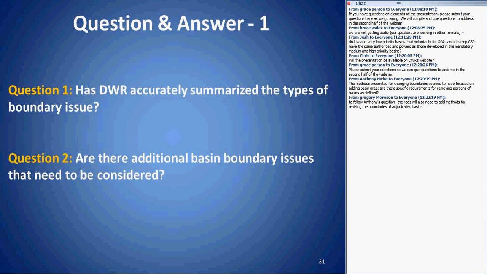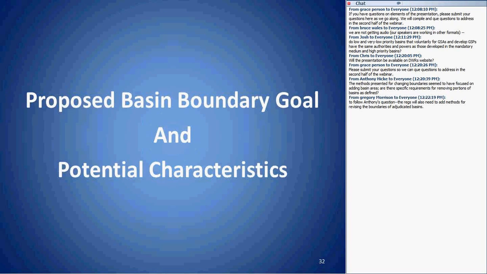So I'd just like to show you one of the first Q&A sessions that we'd like to get into in detail in the listening session after this presentation. The first question that we'd like to get feedback on is, has DWR accurately summarized the types of boundary issues, and are there any additional boundary issues that need to be considered? We'd like to get feedback on these questions after this presentation.